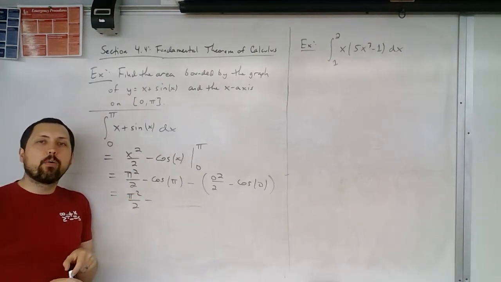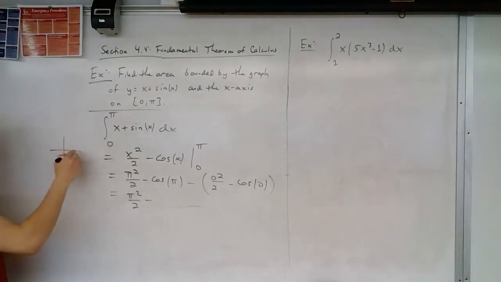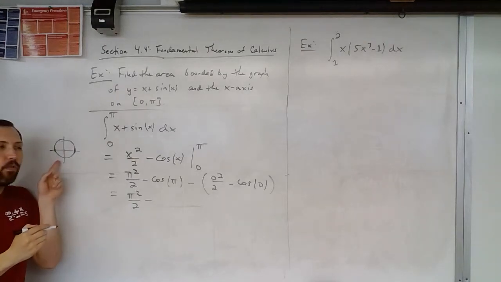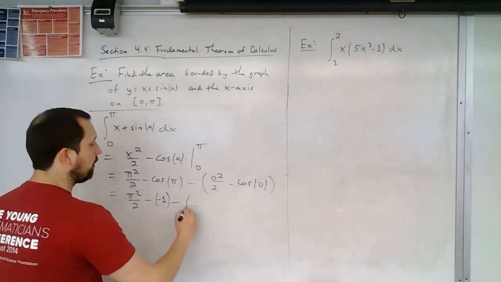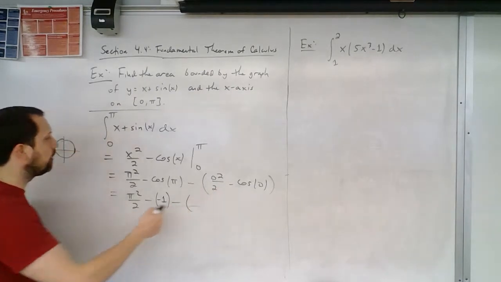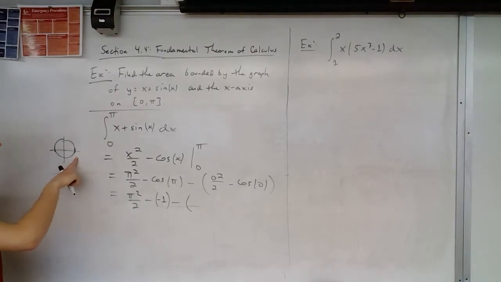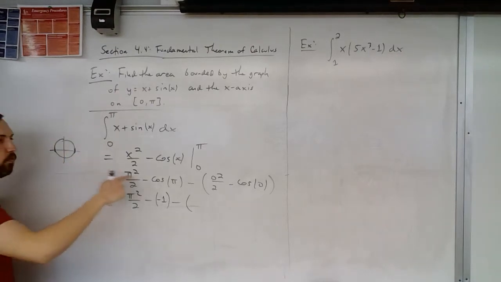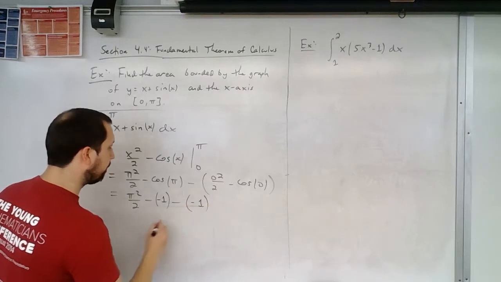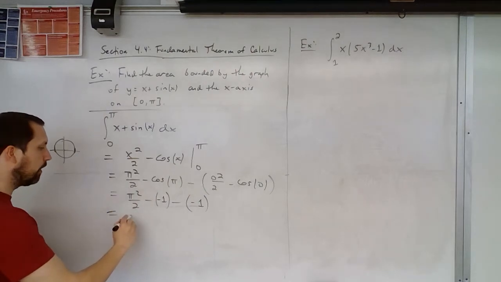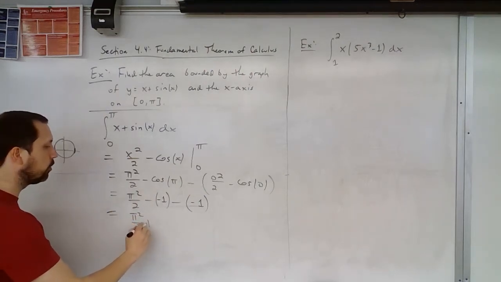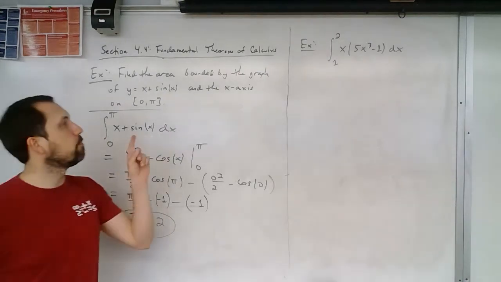Cosine of pi, well, if we remember our good old friend the unit circle, cosine is the x values. So at pi, that's an x value of negative 1. So I have a negative 1 here. Now on the inside, I have 0. Cosine of 0 we know is a positive 1, so this becomes a negative 1. So flipping all of our signs, this becomes pi squared over 2 plus 2.